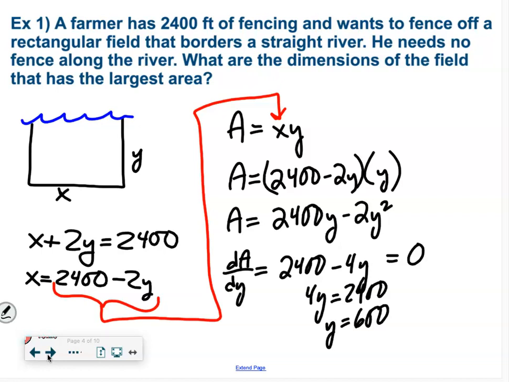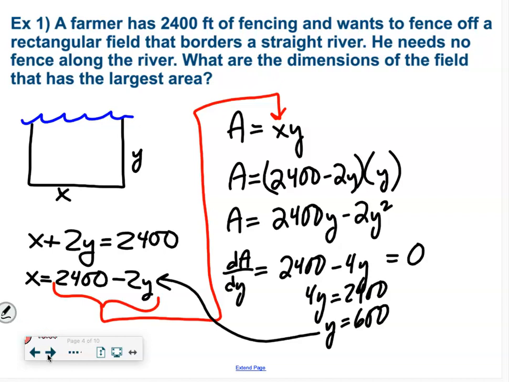What did the question ask for? What answer are they looking for? Dimensions. So the dimensions would be the x and the y. We found the y. How can we find the x? Yes. It's almost always your secondary equation that you're going to use to find your other variable. So you go to your secondary, because that's what will relate x and y.